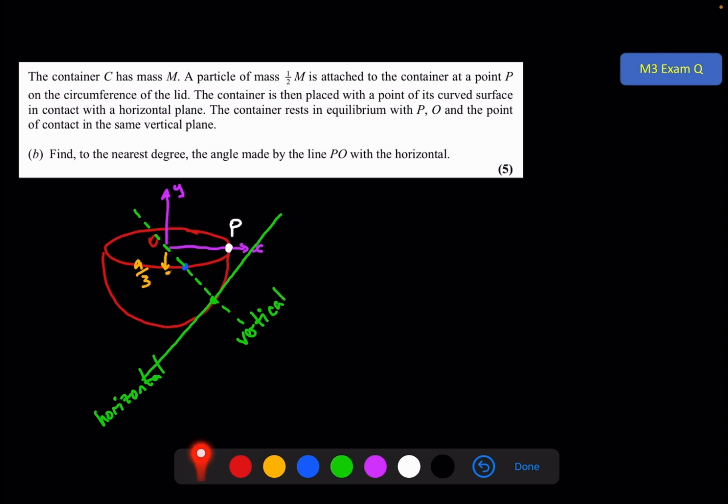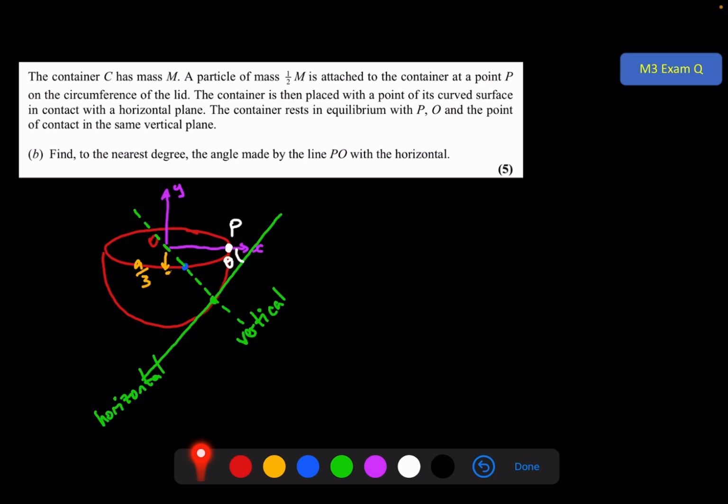And what we're trying to find to the nearest degree is the angle made by the line PO with the horizontal, this angle here. There are a few different ways you can approach this. You could take the new system, the hemispherical shell and disk from part A, where we know the centre of mass there, and attach the mass half m here at P, and then find the new centre of mass here. Or you could do what we did in the starter question and consider moments about one of these points on this vertical line here, where this centre of mass would be giving an anti-clockwise moment, this would be giving a clockwise moment, and the two would have to be equal for it to be in equilibrium.